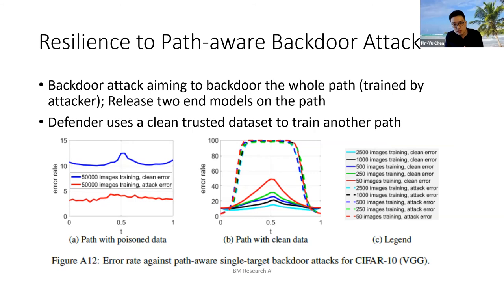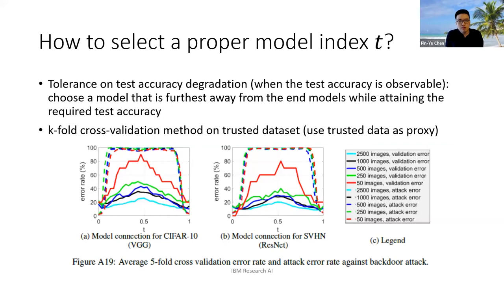It's a blessing that we found out that as long as you, as a user, have clean, small, trusted data that is not seen by the attacker, you can actually find another alternative path that can find a good and sanitized model to mitigate such a backdoor attack. So then you may ask, how do you select a proper model index to return to the model owner?